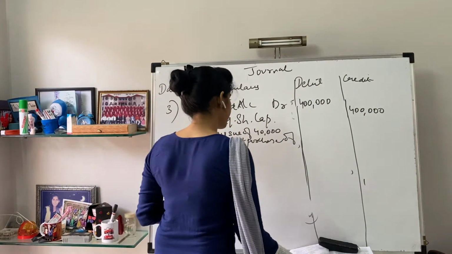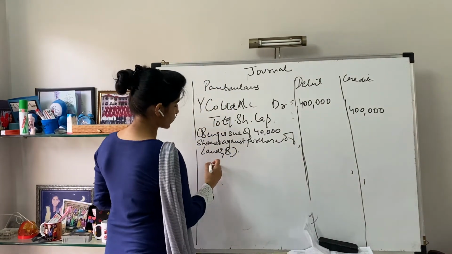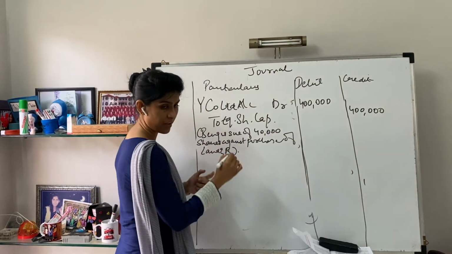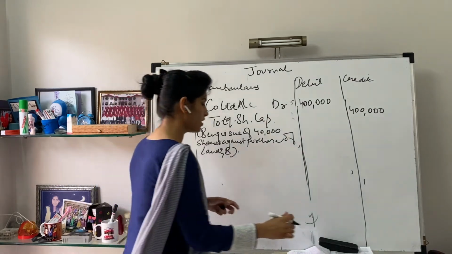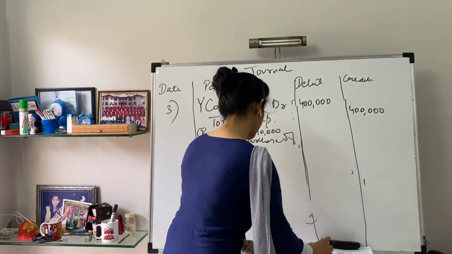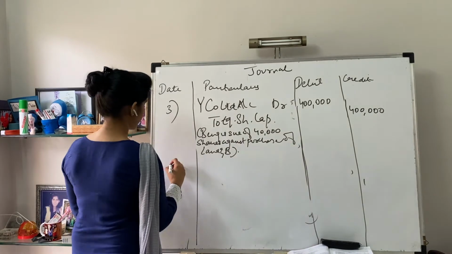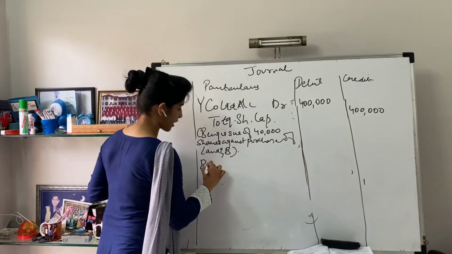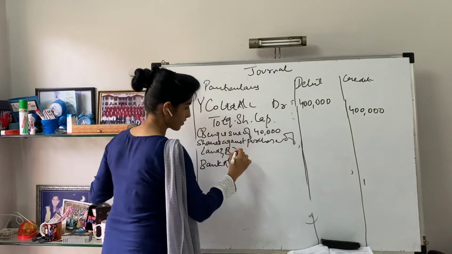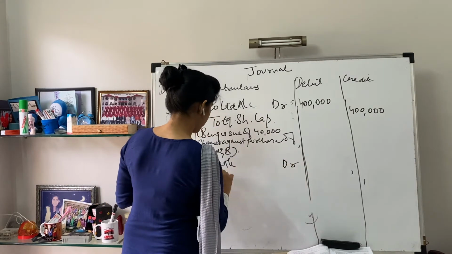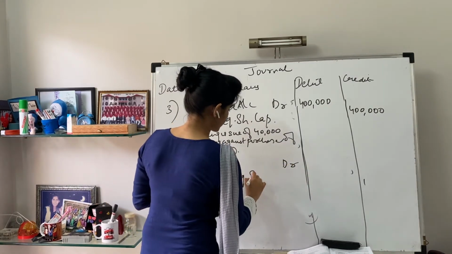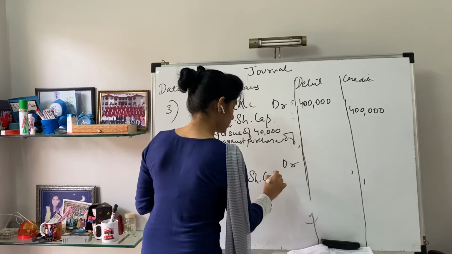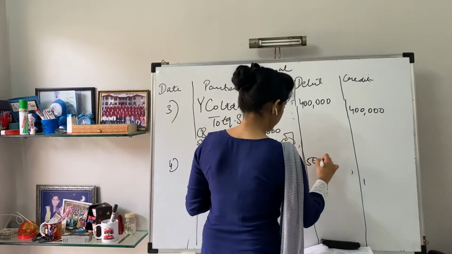And your final entry: your actual shares were 10 lakh, 5 lakh is being used, 1 lakh for goodwill and 4 lakh for purchasing of land and building. Your final entry will be bank account debit to equity share capital, that is your 5 lakh.